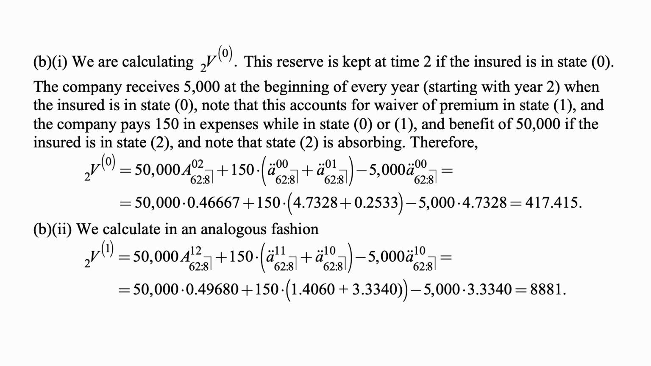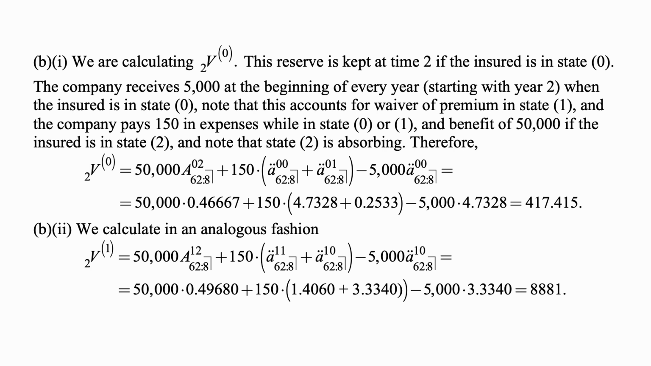Actuarial present value of death benefit is 50,000 times A62 colon angle 812, representing a transition of this sick person to the absorbing state 2, state of death, plus the present value of the expenses annuity. And now the person starts out in state 1, but the annuity is paid if the person is in state 1 or state 0. And minus 5,000 annuity paid as long as the person is healthy, but starting out in the state of being sick over the next 8 years. All of these numbers are given in the table.